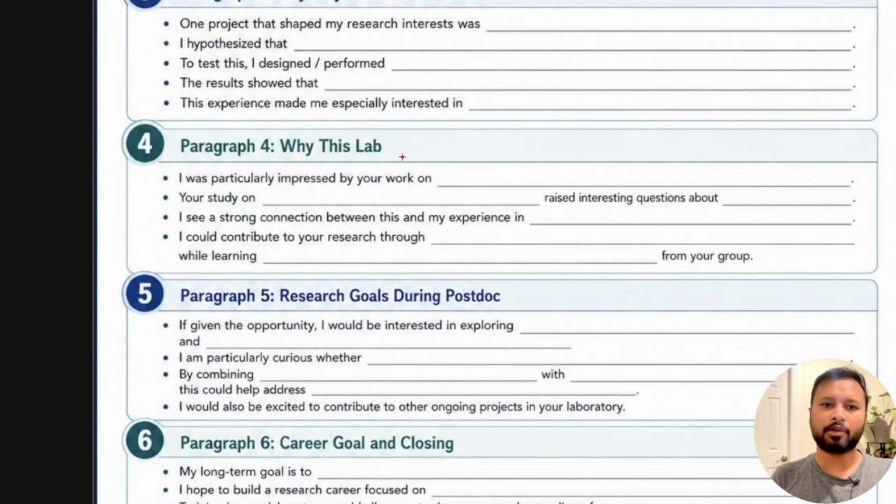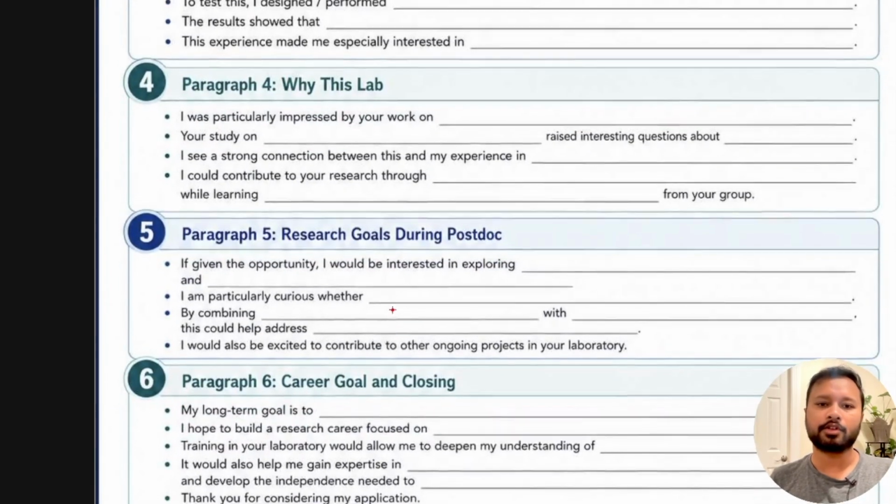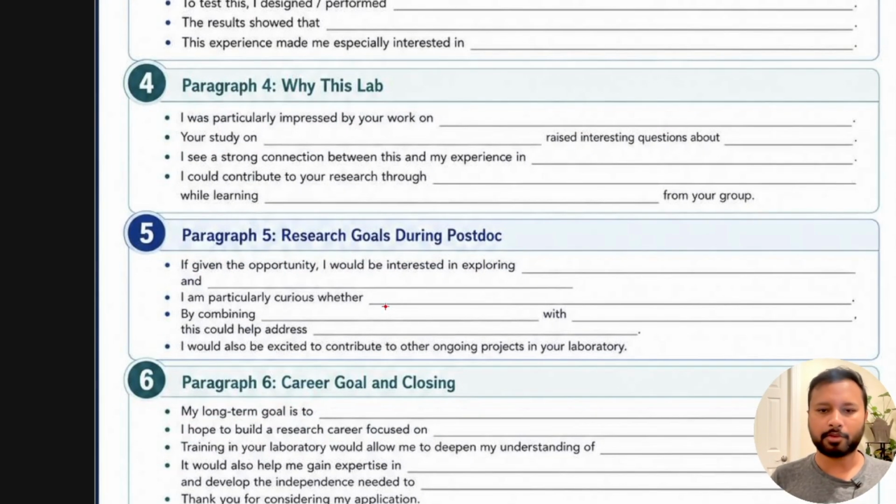But here, when you are talking about why this lab, you can say that I was particularly impressed by your work on a certain topic. Your study on this raised interesting questions about whatever thing. So here you are specifically talking about certain things. Okay. And I see a strong connection between this and my experience in so and so field. I could contribute to your research through this and this while learning this and this from your group. And then comes your research goals during postdoc, that is going to remain similar. And then your career goal and closing could be the same as what we discussed.